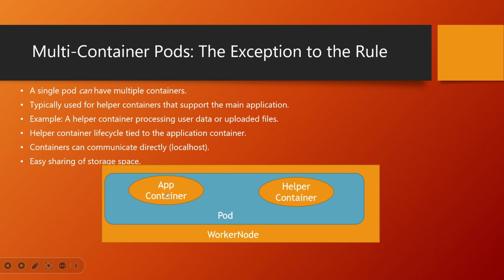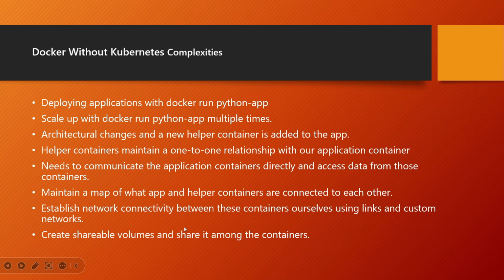Now, how are they going to communicate? They can communicate directly through localhost. They will share the same network, they will share the same storage space, everything will be common. You don't need to worry about that part because they both are deployed into a single pod, right? So now let's see what was the complexity we were facing when we were using Docker. In Docker also, everything was deployed directly onto the container, right? There was no concept of a pod. So what was the complexity for which Kubernetes came into the picture?